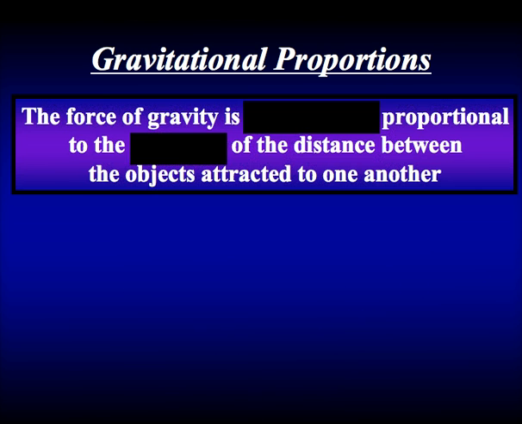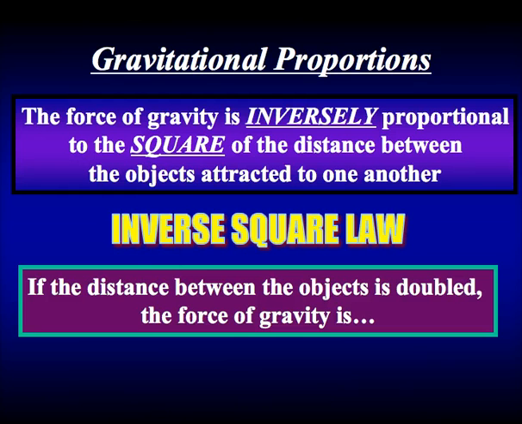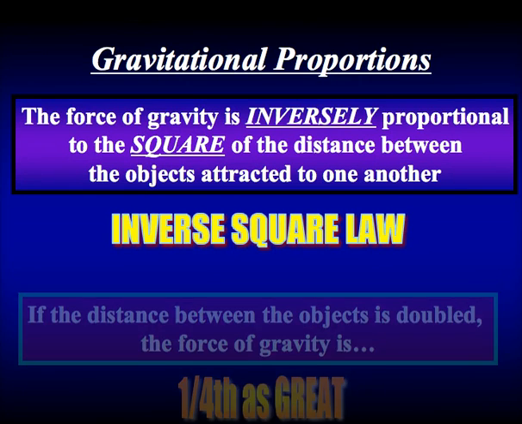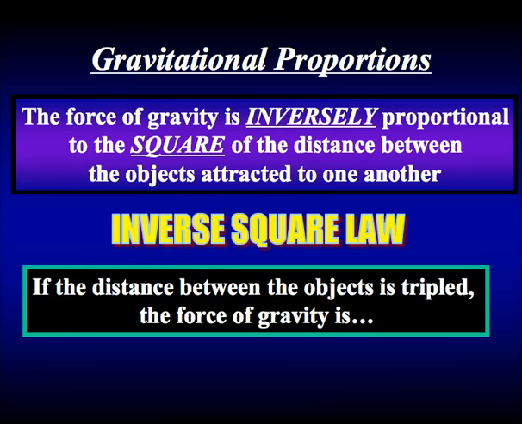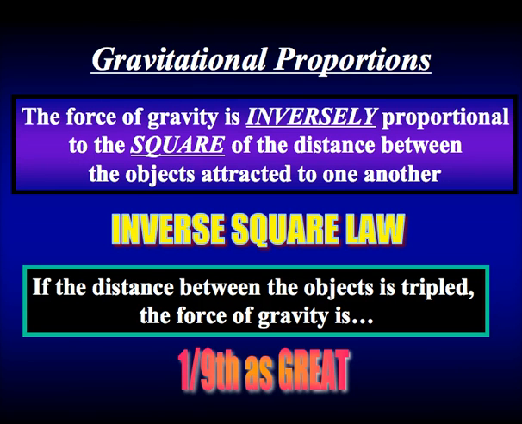In terms of the distance between them, the force of gravity is inversely proportional to the square of the distance between them. It's in fact the first inverse square law that you'll learn in our class. If the distance between the objects is doubled, the force of gravity is 1/4 as great. And there are other inverse squares: magnetic force, electric field force, light intensity, sound intensity. They all work on the inverse square principle. If I were to triple the distance, the force of gravity would be 1/9 as great, because it's an inverse square.